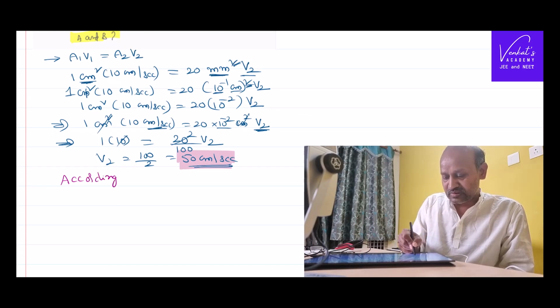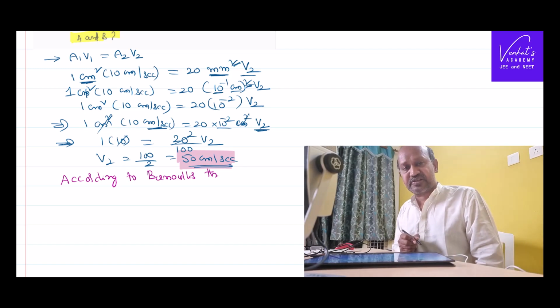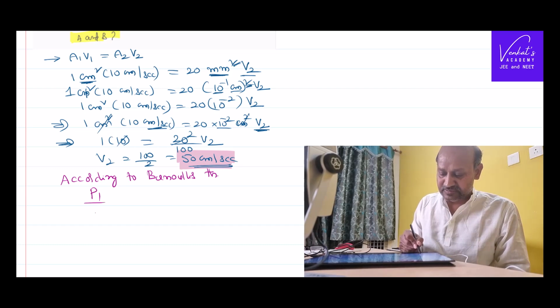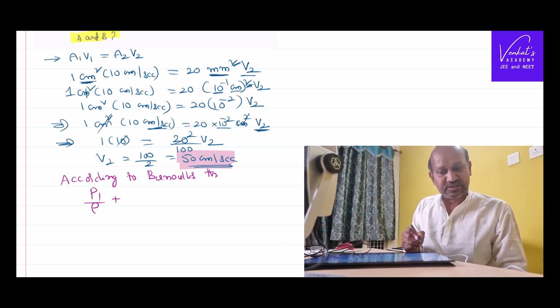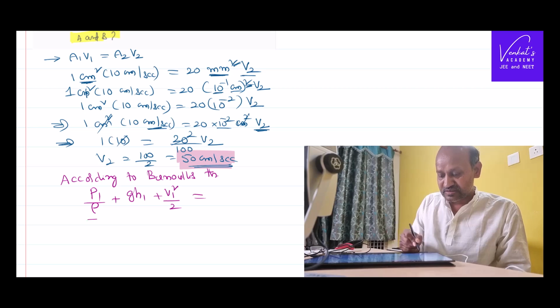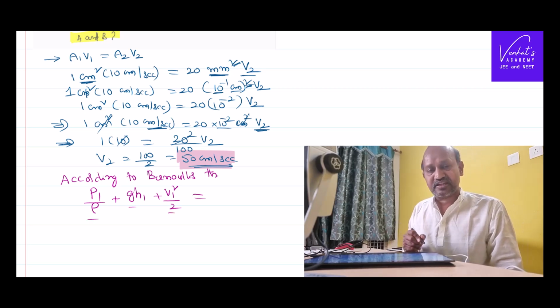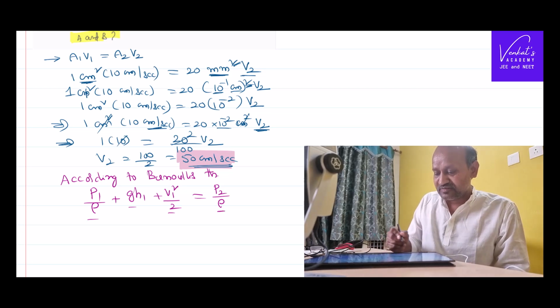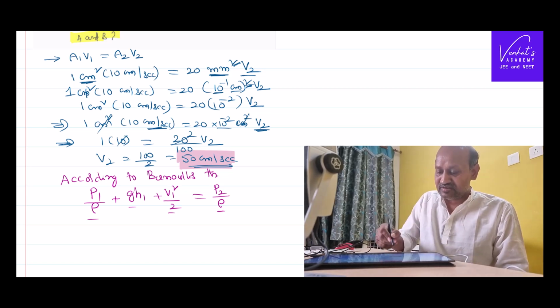According to Bernoulli's theorem, the sum of potential energy, pressure energy and kinetic energy remains constant per unit mass. If you remember, I have derived this in the previous video. Please look into that if you don't know this. P1 by rho plus GH1 plus V1 square by 2, that is pressure energy plus potential energy plus kinetic energy at the point A, is the same at the point B. I'm not writing rho 2 because it was given that it's an incompressible fluid, so density is constant.